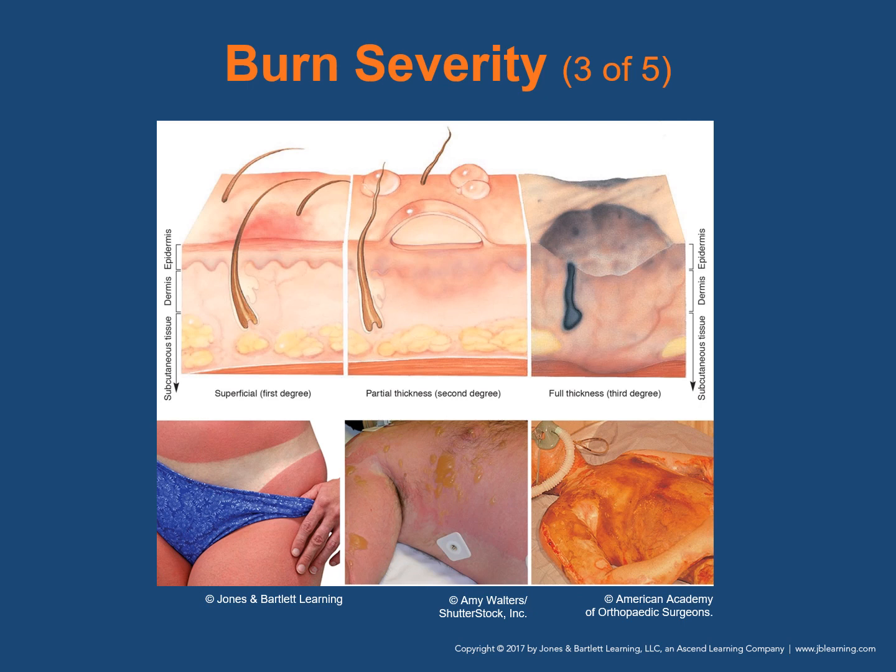Here is an example of burn severity. You see on the left a superficial burn, which is like a sunburn. The middle picture is a partial thickness or second degree burn, and you see blistering present and some damage into the dermis itself. And then on the far right, you see a full thickness or third degree burn, which goes all the way into the subcutaneous layers, and again may go all the way down even to the bone or internal organs.